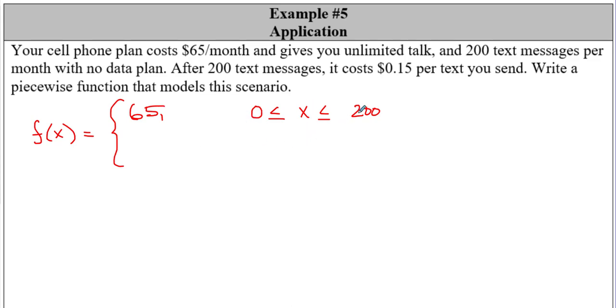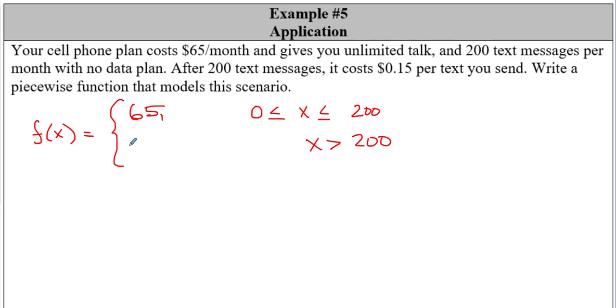Now, it says after 200, so does it give us a limit, you know, up to 1,000, 10,000? No, it just says anything after 200. So how can we model this? We know we included 200 in the last one, so we can't include 200 in this one. This is anything over 200, which means that x is going to be greater than 200. So this is our restricted domain for our model going over 200 text messages.